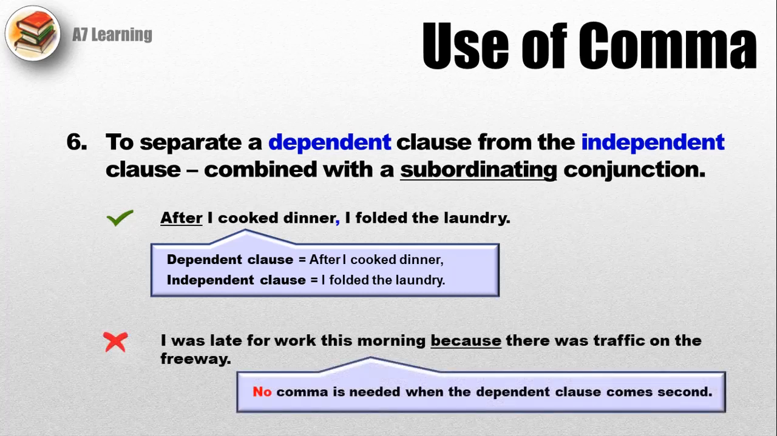Now, with the second example, I was late for work this morning because there was traffic on the freeway. This one also has 2 clauses because we have the subordinating conjunction because in this sentence, which denotes another clause starting. However, the dependent clause comes after the independent clause in this sentence. So we don't need to separate these 2 with a comma here.